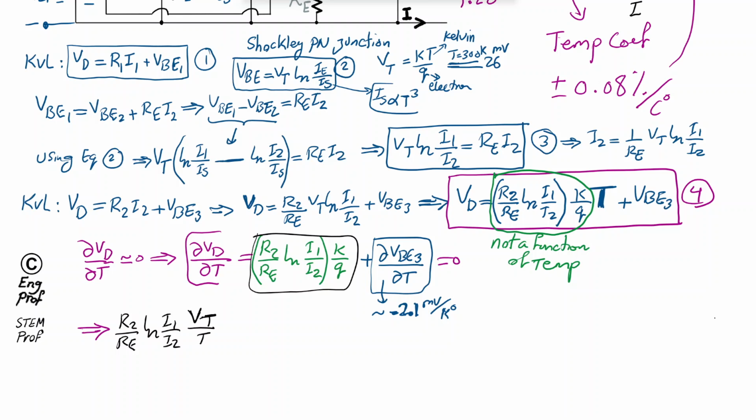over temperature is equal to, and then plus this component is 0, which the component is minus 2.1 millivolt per degree Kelvin. I can move it to the other side. So 2.1, let's say, millivolt per degree C or Kelvin. That's it. That's a very nice outcome that I wanted to get.